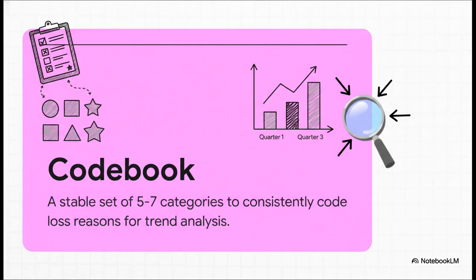So how do you do that consistently? The answer is a codebook. And look, this doesn't need to be complicated. It's just a stable set of, say, 5 to 7 defined categories for your loss reasons. The key is keeping this list small and not changing it. That's how you'll be able to spot real trends quarter over quarter.